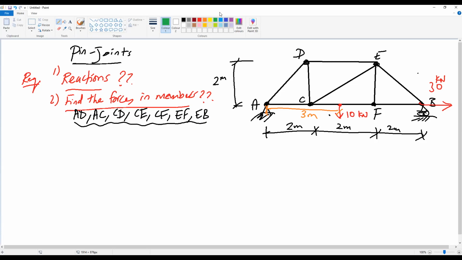Does anyone have an idea what is the reaction we have in this example? Do you have any idea about the reaction we have? I'm waiting for your answers. Are you still with me?